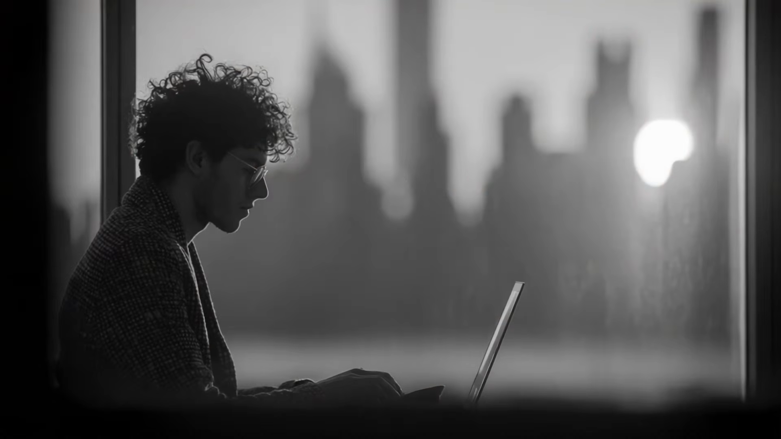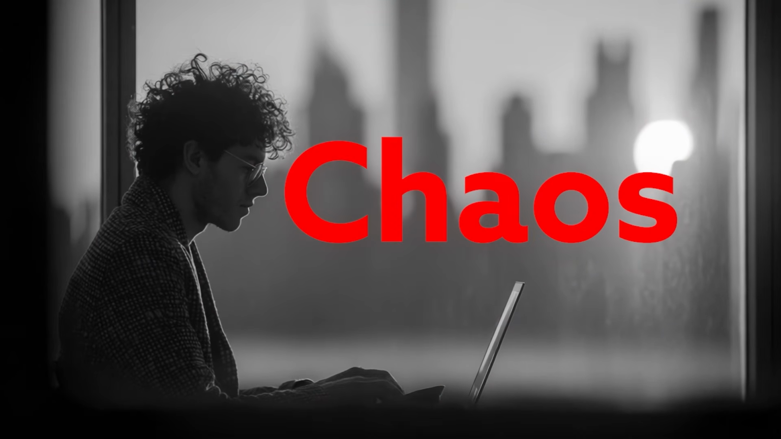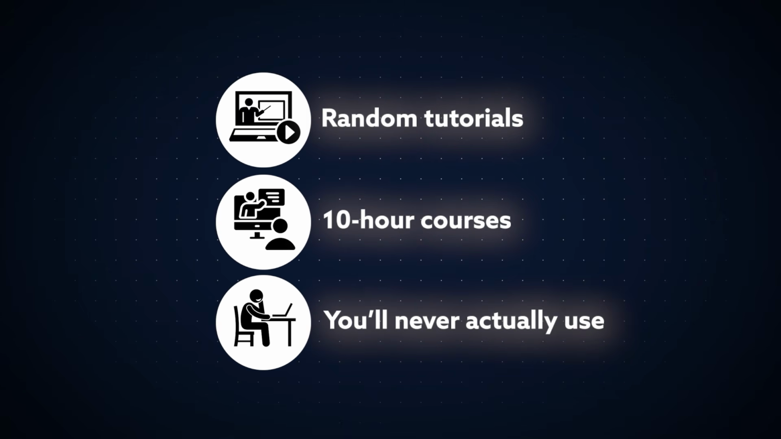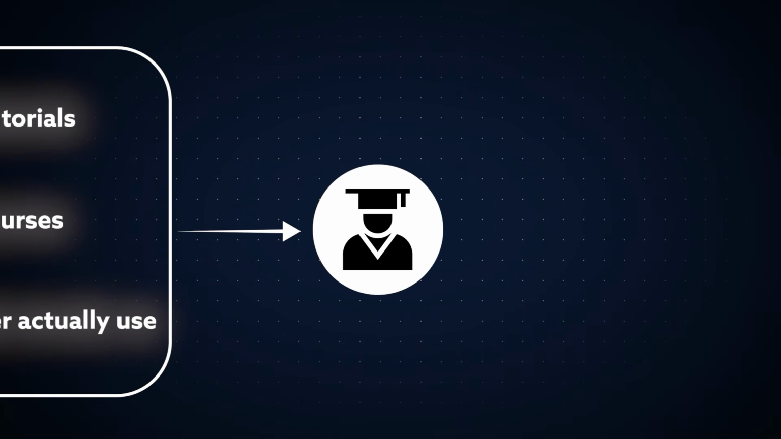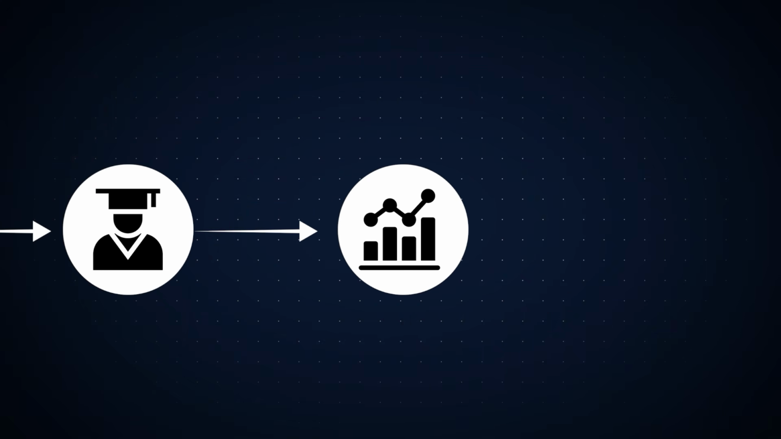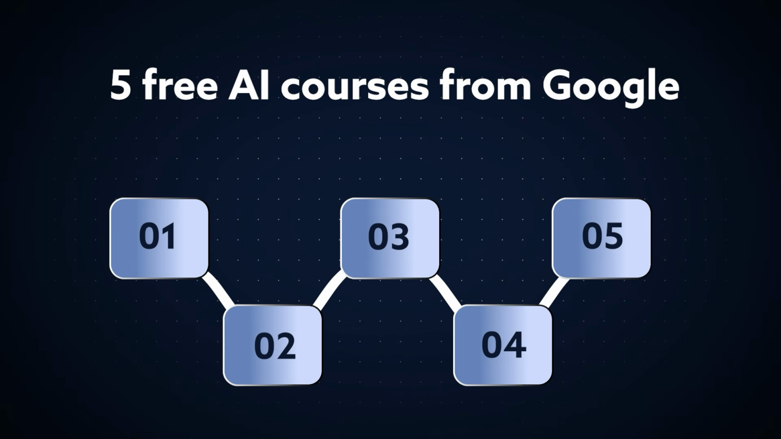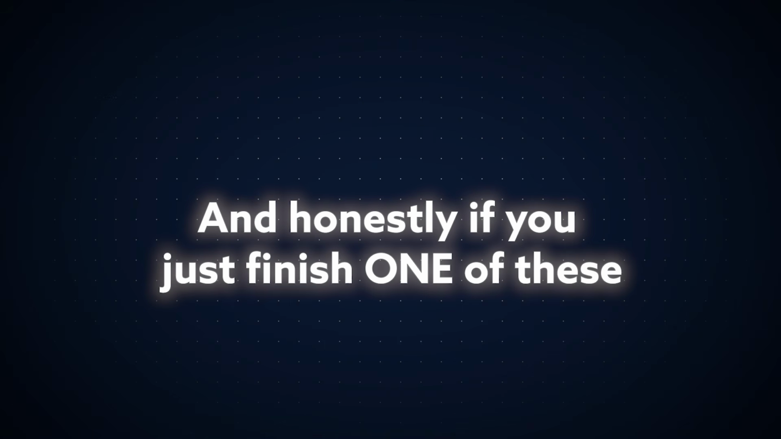Have you ever noticed how everyone's talking about AI right now, but when you actually try to learn it, it's just chaos? Random tutorials, 10-hour courses, people explaining things you'll never actually use. So you end up learning a lot, but not really going anywhere. You're spinning your wheels. So instead of guessing what to learn, I'm going to show you 5 free AI courses from Google that actually make this simple. No fluff, no overwhelm, and honestly, if you just finish one of these, you're already ahead of most people trying to get into AI.